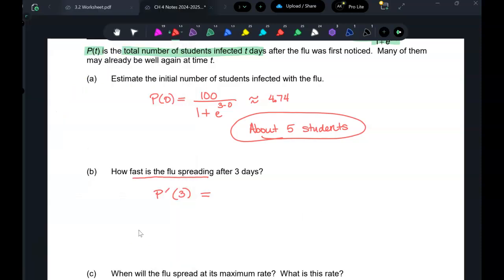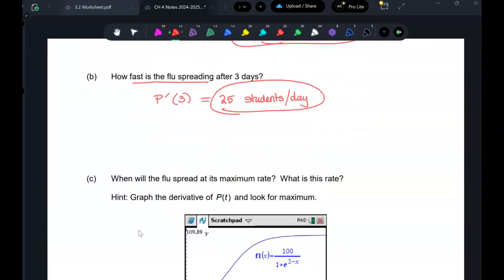That's the answer? So how fast is the flu spreading? 25 what? Students per day. On the 3rd day, 25 students per day are getting sick, basically. Oh, that's lovely. Pretty accurate. Yeah.